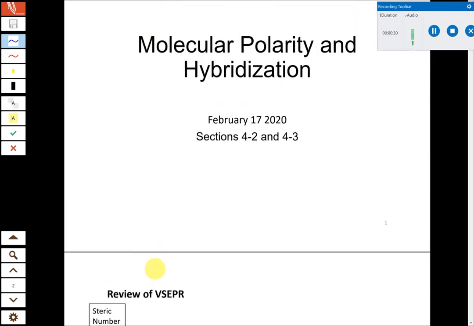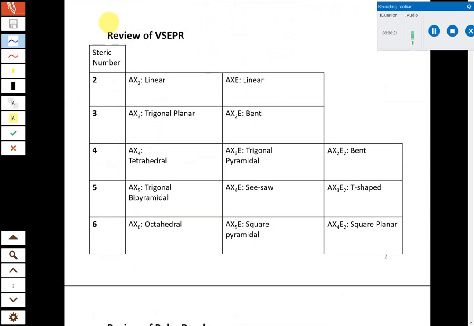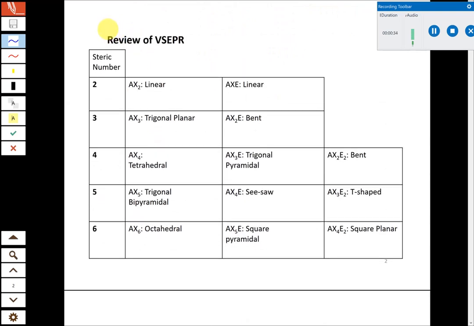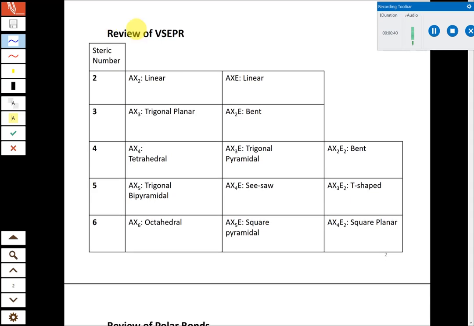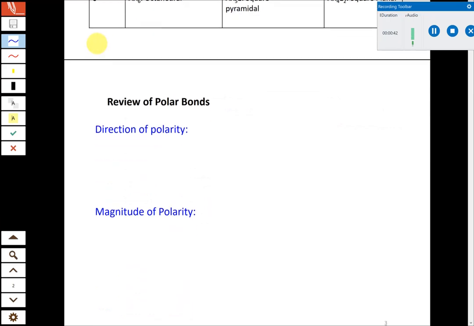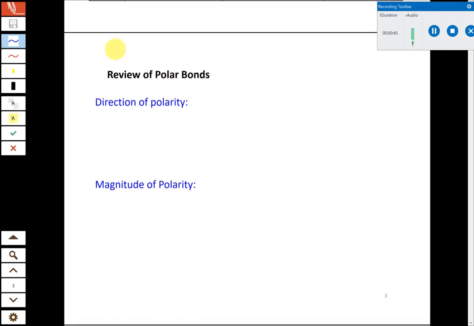All right, so let's go into the stuff today. No real announcements. Let's just get started. So last time you'll recall that we did VSEPR, which is a way for us to determine the three-dimensional shapes of molecules. And one of the key things that the three-dimensional shape allows us to determine is the polarity of the molecule. So to talk about the polarity of an entire molecule, we first need to review what it means for an individual bond to be polar.